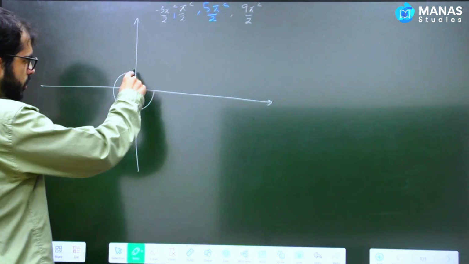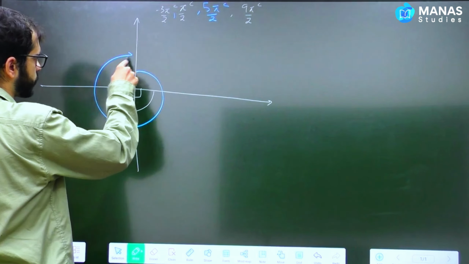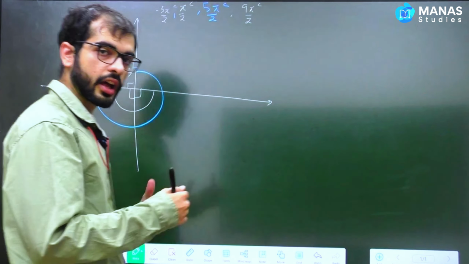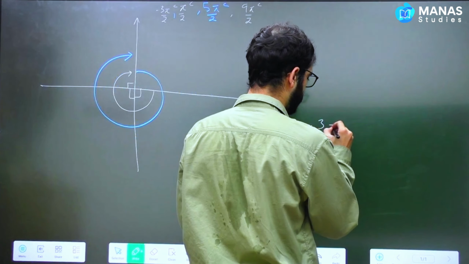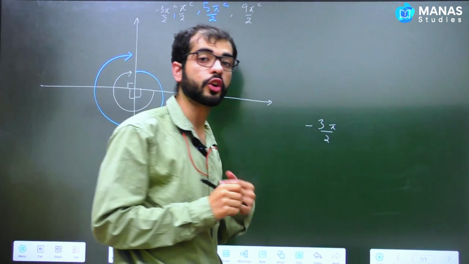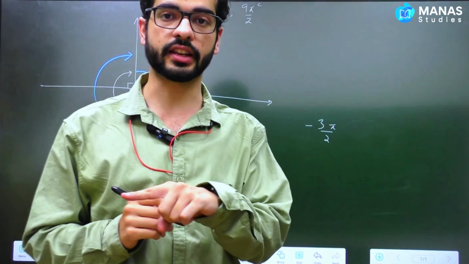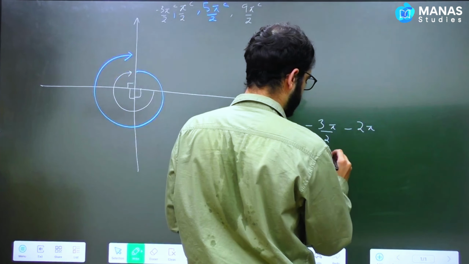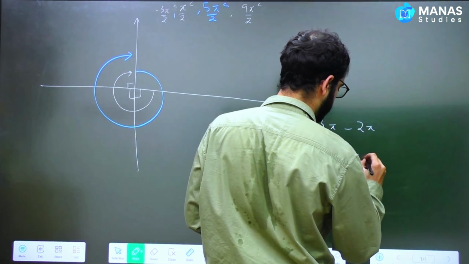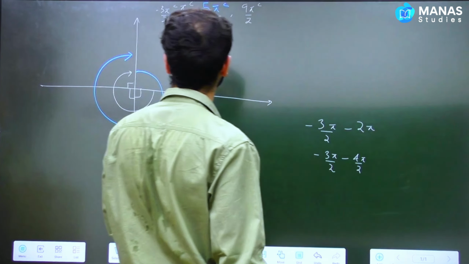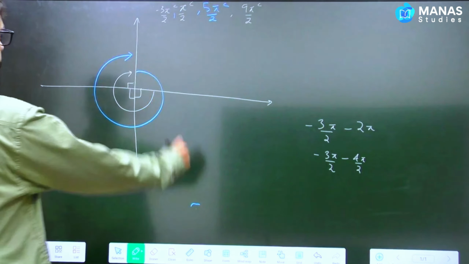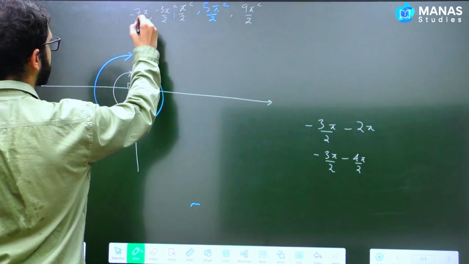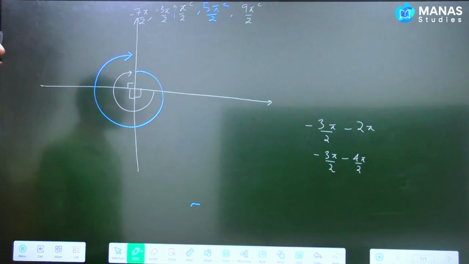Now if instead of stopping over here, I make another round, what just happened? I had already covered minus 3 pi by 2 radians. Now I also covered 2 pi radians in clockwise direction. So it's going to be minus 2 pi. And let's just make the denominator common. What do I get? I'll get minus 7 pi by 2 radians. So I'm going to write over here minus 7 pi by 2 radians.